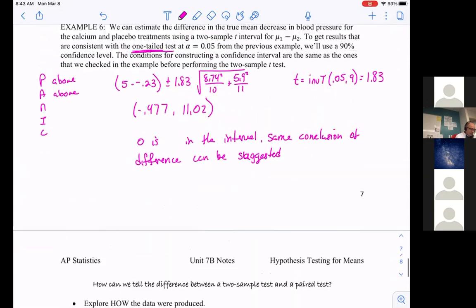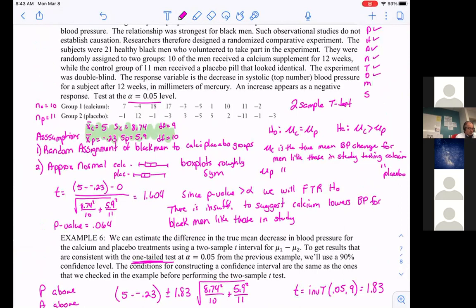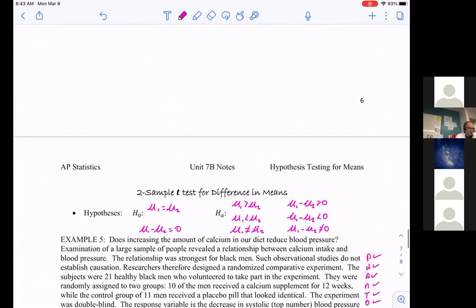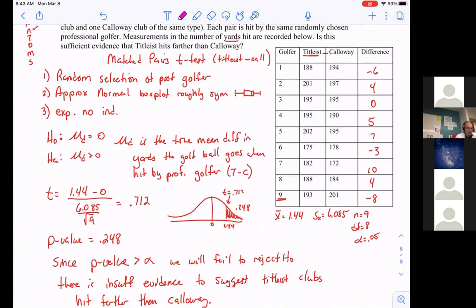The problem is if I scroll back and look at this, here it looks like I have 2 sets of data, okay? And this came from 2 specific samples. Even though I had 1 sample of men, I broke them up into 2 different groups, so I had 2 samples. If I scroll back and I look at my golfing test, I took a set of 9 professional golfers, and we had them hit a Titleist and we had them hit a Callaway. So therefore I had 1 sample, but I had 2 different results from the same sample because I gave each individual both.